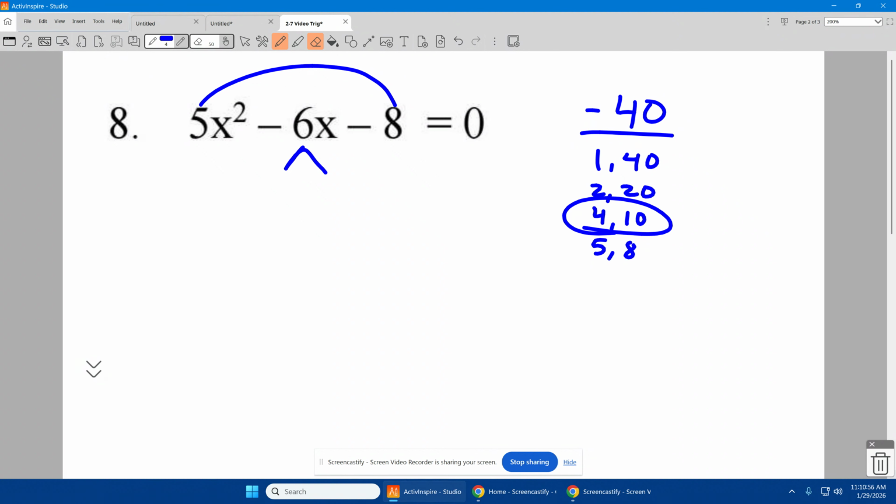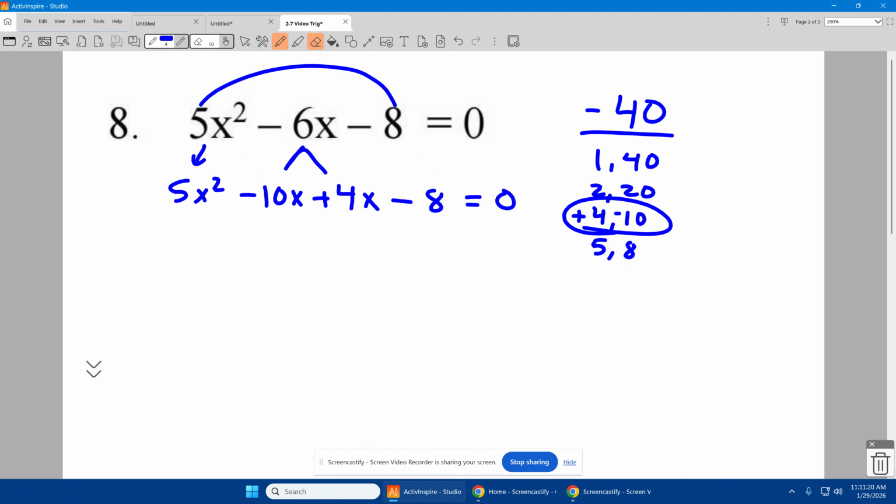I need it to be a minus 6, so it's going to be a minus on the 10, a plus on the 4. You could put plus 4x minus 10x, but then you're going to have to change that to a plus and negative. Gets a little sticky. Let's be smart and put it minus 10x first, plus 4x here. Bring down my minus 8 equals 0, and then bring down this 5x squared.